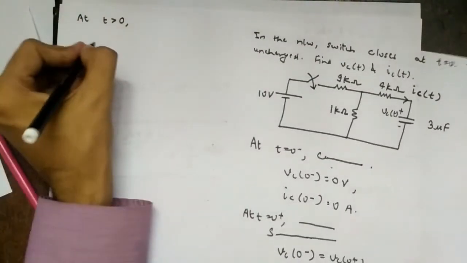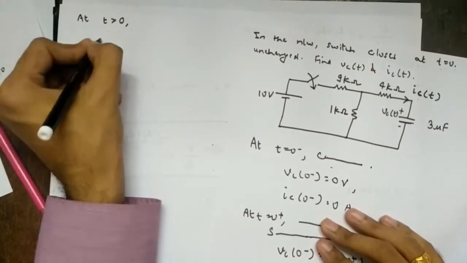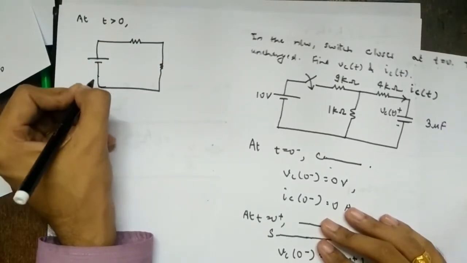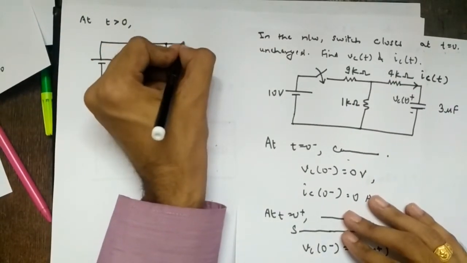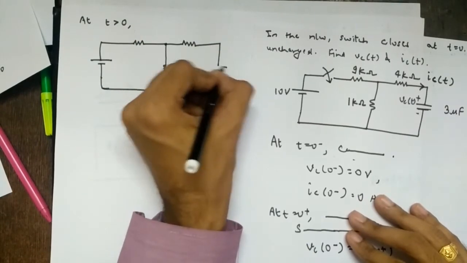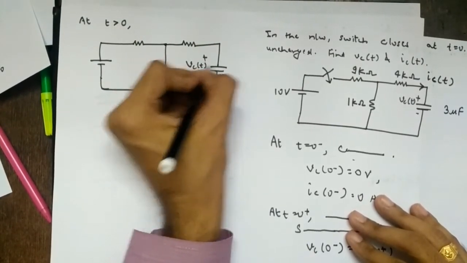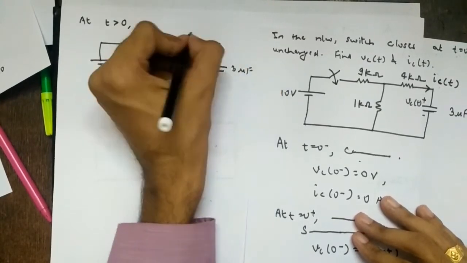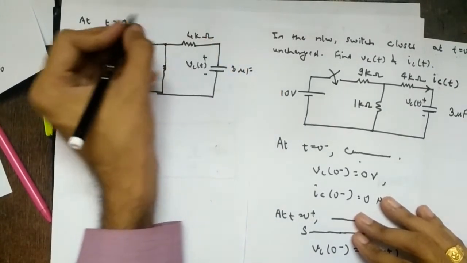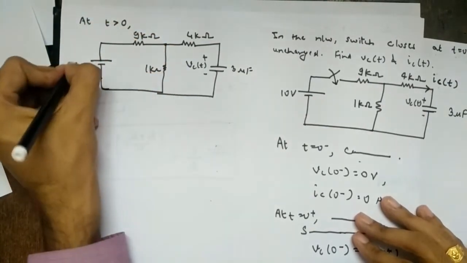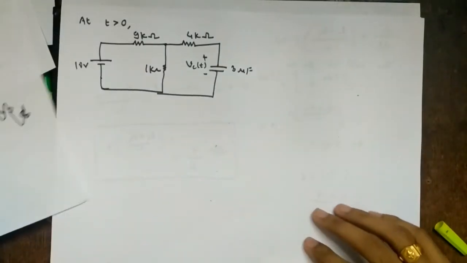So again, the switch will be closed. So the switch is closed. So what will we get? This will be Vc of t. This is 3 microfarad. This is 4 kilo ohms. This is 9 kilo ohms. This is 1 kilo ohm and this is 10 volts. So this is our final circuit.